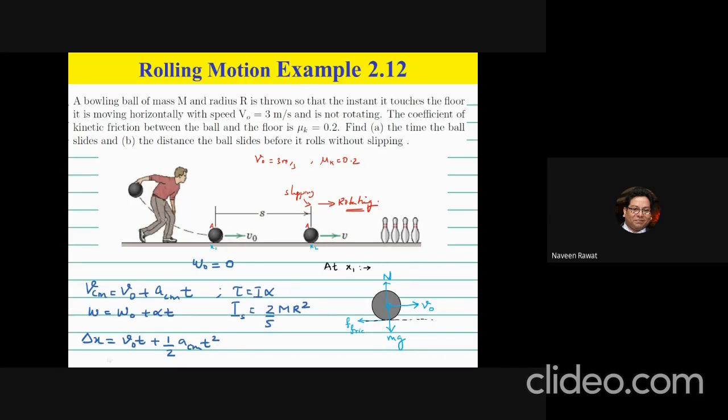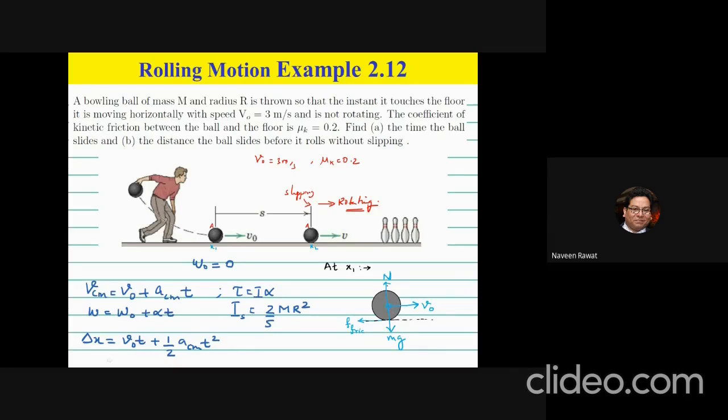Remember, when we are going from x1 to x2, it is not doing any rotation, so omega 0, the initial rotation of the object, is 0. That is the situation when it reaches here and then it starts rolling. When it starts rolling, we know that v is equal to r times omega. That is only valid at and after the position x2. That's the validity condition. So let's start by decomposing the forces.